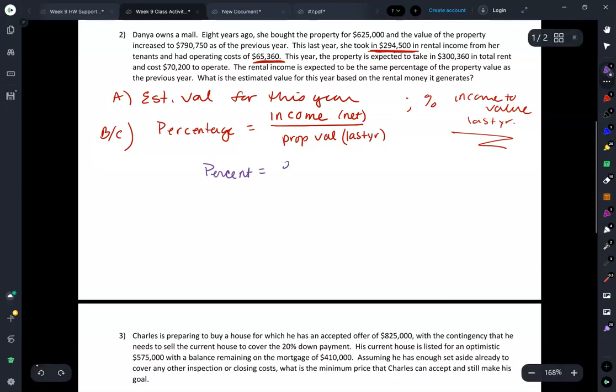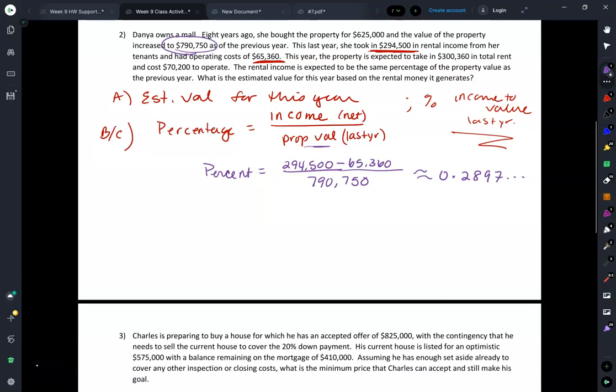So we can just do percentage would be $294,500 minus $65,360, all divided by the property value of last year, which is this $790,750. And that percent comes out to be about 0.2897, and so on and so forth. You can just leave that in your calculator if you wanted to use it, but I would say just go out a few places. That'll be fine for this one.